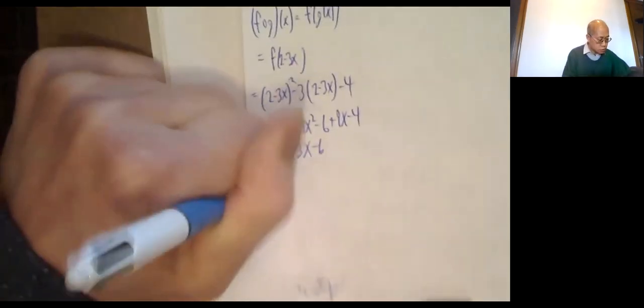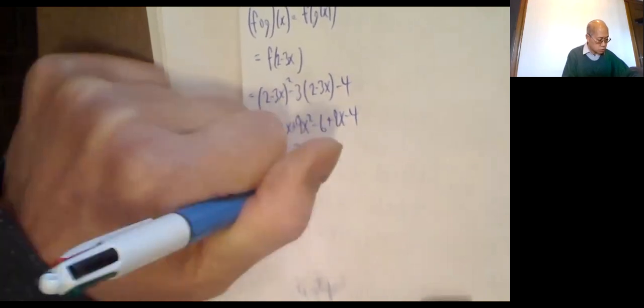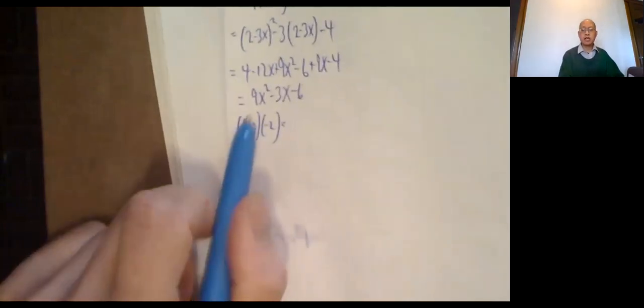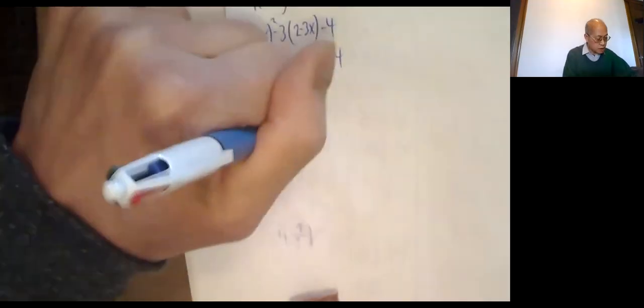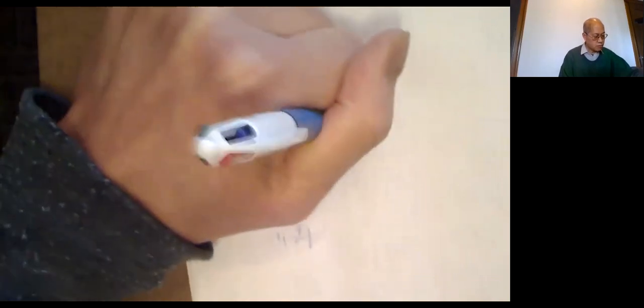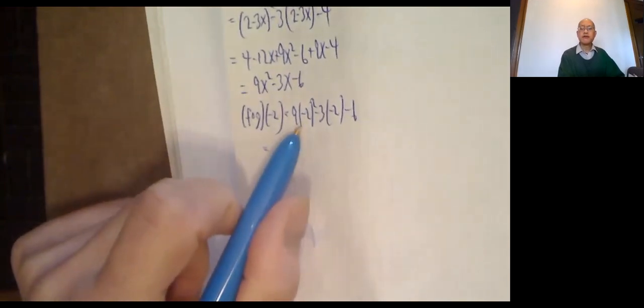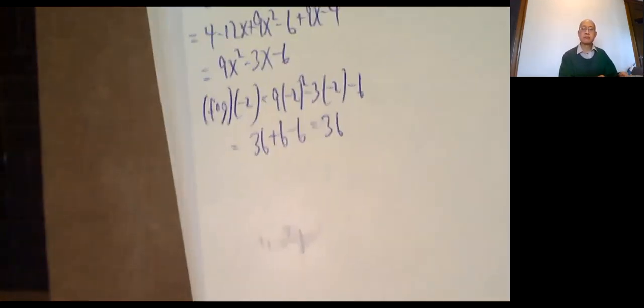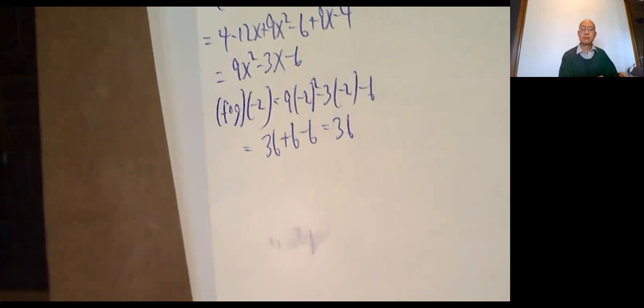Then you want f circle g of negative 2. This is f circle g of x, so I just plug in negative 2 now. So 9 times negative 2 squared minus 3 times negative 2 minus 6. That's 9 times 4, 36, plus 6 minus 6, which is still just 36.